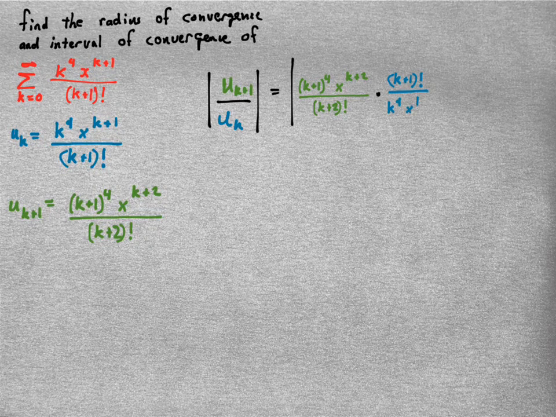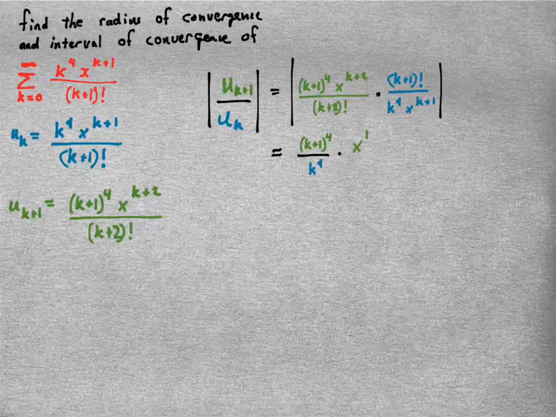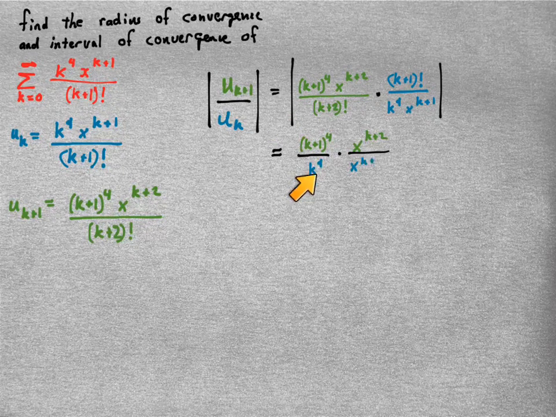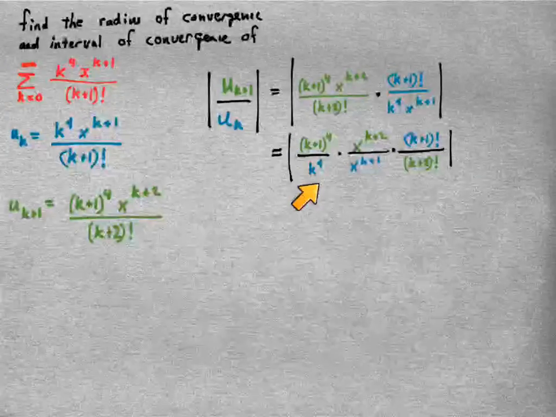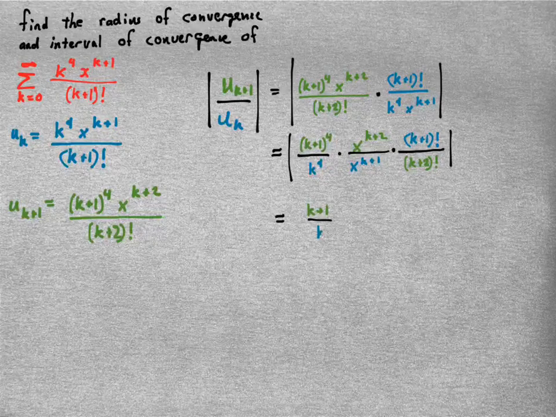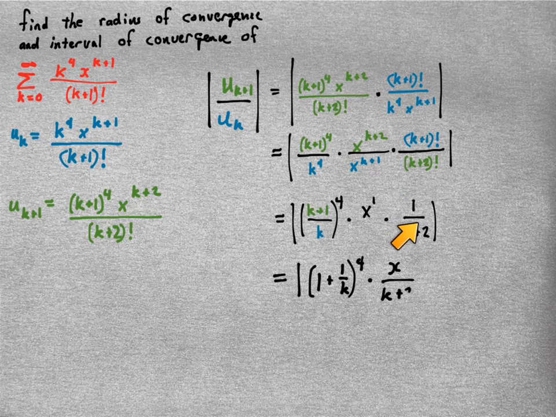And just to keep my work looking clean, I'm going to demonstrate how k plus 1 to the fourth over k to the fourth, x to the k plus 2 over x to the k plus 1, and k plus 1 factorial over k plus 2 factorial. Each of these is a clean ratio that we can divide out nicely. Here we'll use power of a quotient to divide and then take to the fourth power. Here we subtract the exponents and get x to the 1, and here again we have all the factors dividing out except for the first one of the denominator, k plus 2.